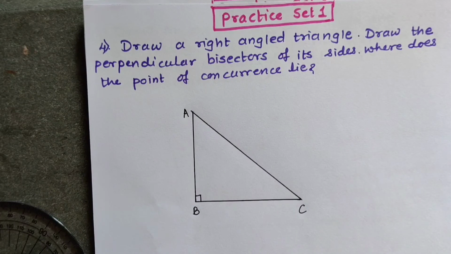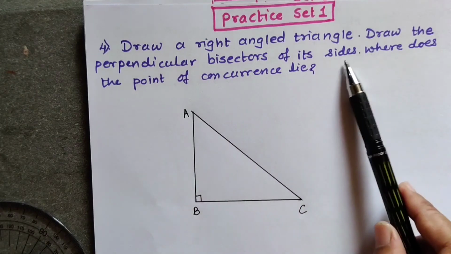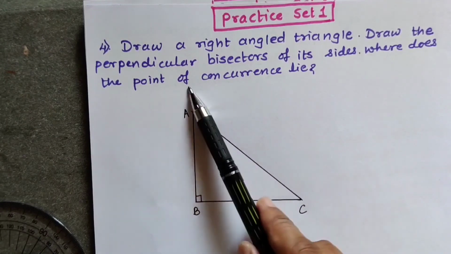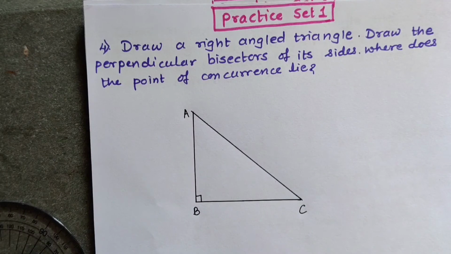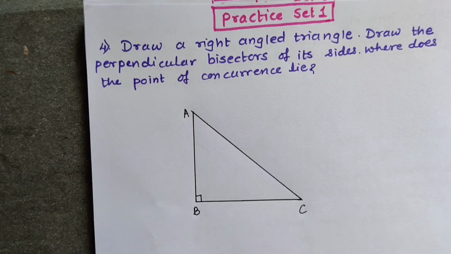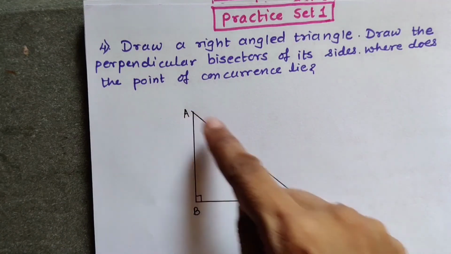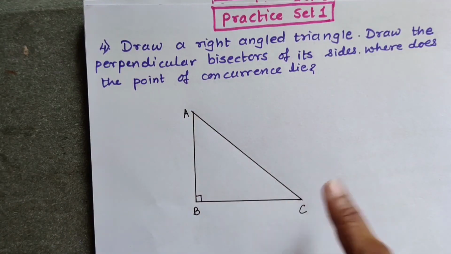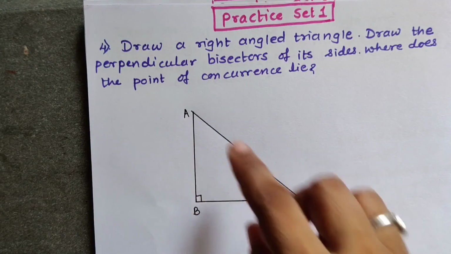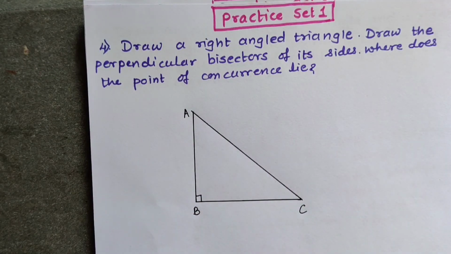Let's see question number 4 now. Draw a right angle triangle and draw the perpendicular bisectors of its sides. Where does the points of concurrence lie? So as you all can see, I already have drawn triangle ABC, which is right angle triangle. We don't have any measurement for the sides. You can take any measurement for this side. Side AB, side BC, side AC can be of any measurement.